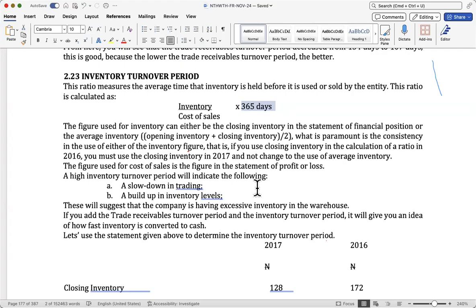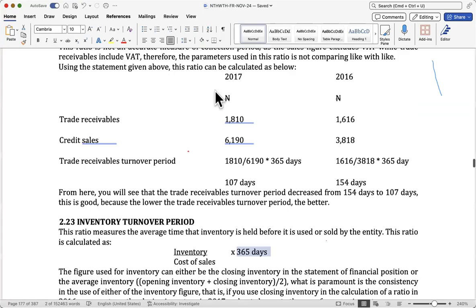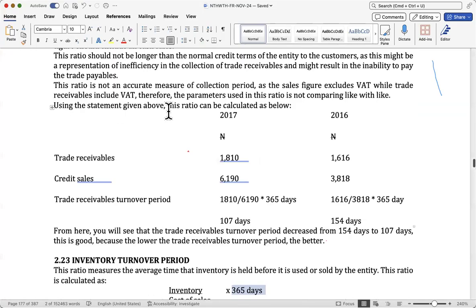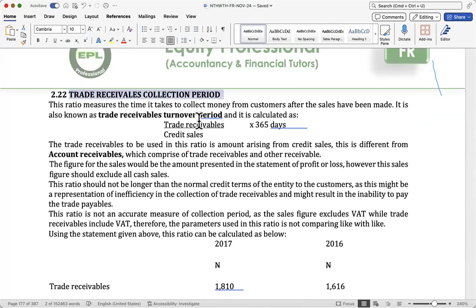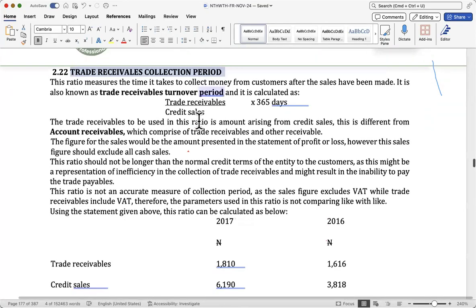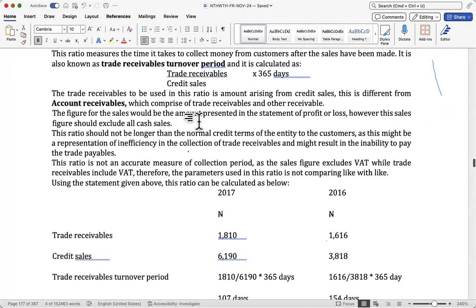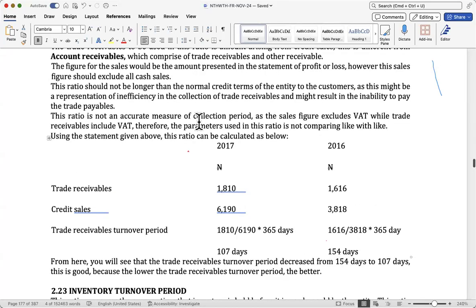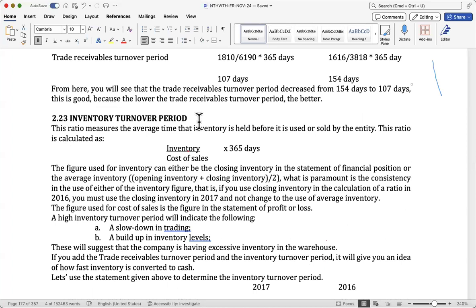If we combine trade receivable collection period, let's say it's 50 days, and my inventory turnover period, let's say it's 20 days, in summation I have 70 days. Knowing fully well that trade receivable collection period means the number of days it takes to collect money from customers, while inventory turnover period means the number of days it takes to sell goods to customers.